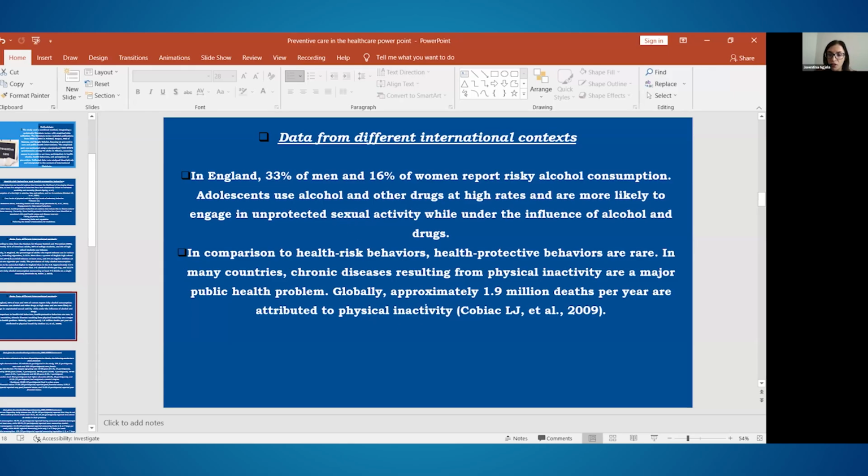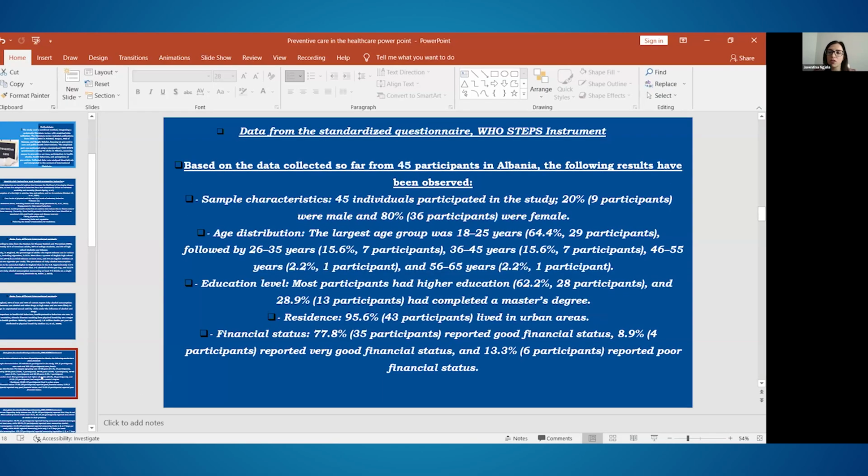I will continue with another problem: about 1.9 million deaths per year attributed to physical inactivity, and this is a global problem, as we can treat in this material. And I will continue with the results that we had gathered from our study, based on the data collected from 45 participants in Albania.